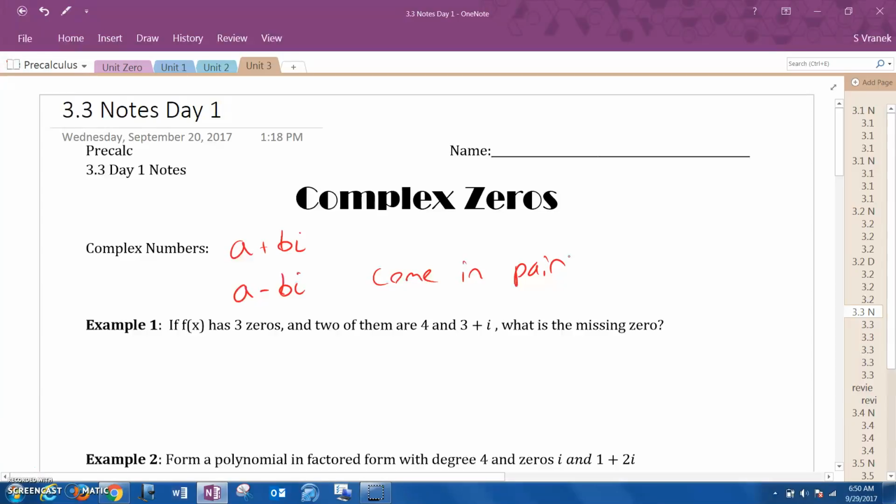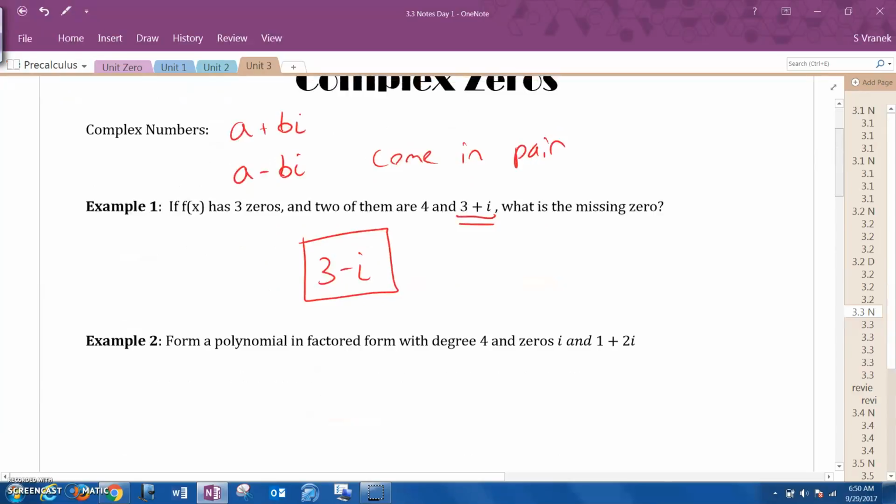If I tell you, for example, in number 1, I have 3 zeros, and 2 of them are 4 and then 3 plus i. What is the missing zero? Well, this is an imaginary piece, which means there has to be its conjugate, which would be its pair. And so we would say it's just 3 minus i is the missing zero. You can use that information to help you with the other problems, because sometimes you need 2 zeros to synthetically divide and things like that.